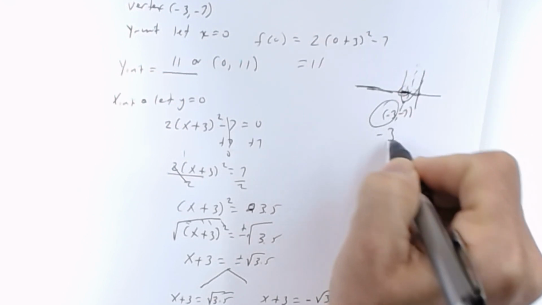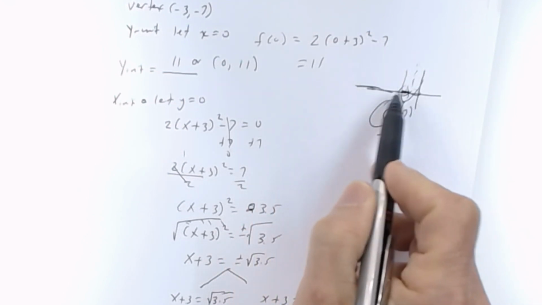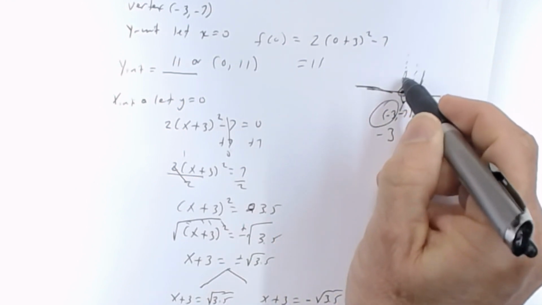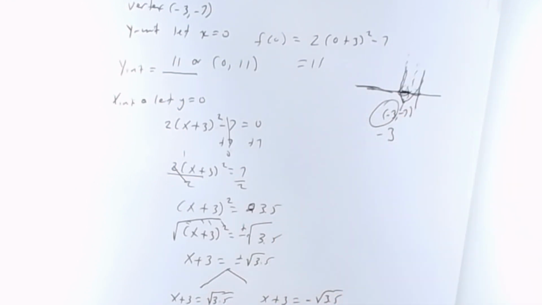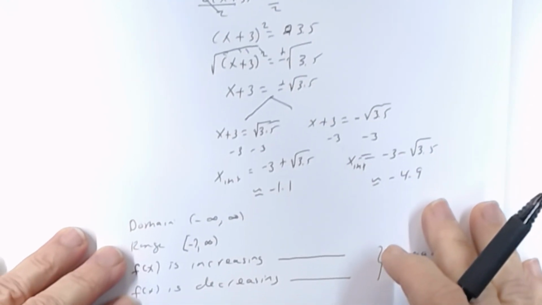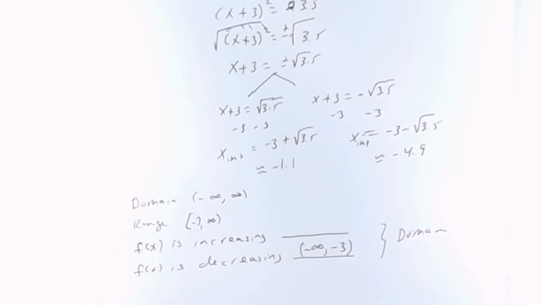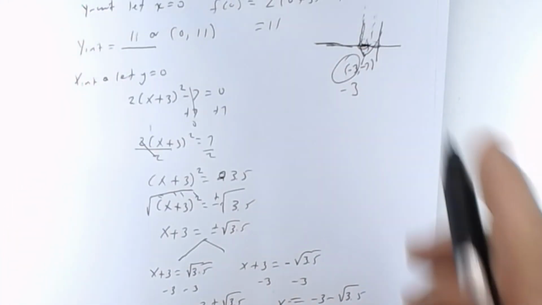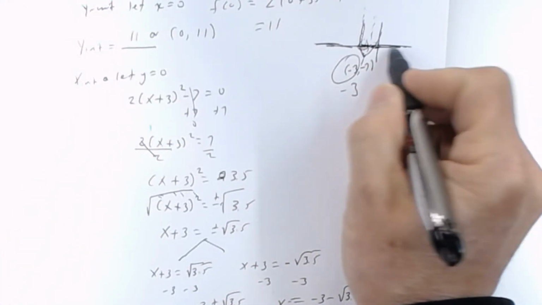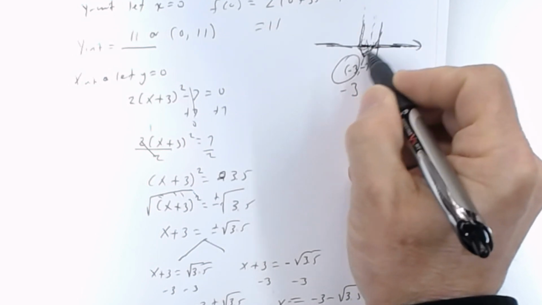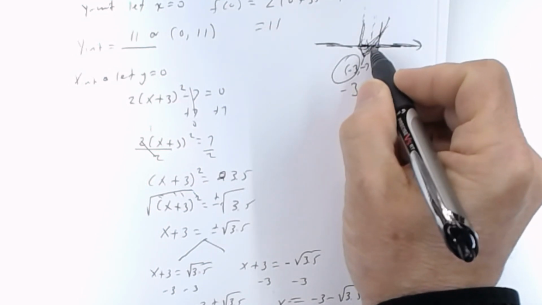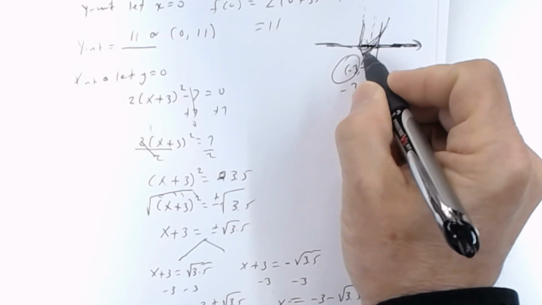-3, right here, -3. So from -infinity to -3, what are my y values doing? They're decreasing. So -infinity to -3. And remember, when we talk about increasing, decreasing, those are open intervals. And then from -3 to infinity, what are these y values doing? Increasing.